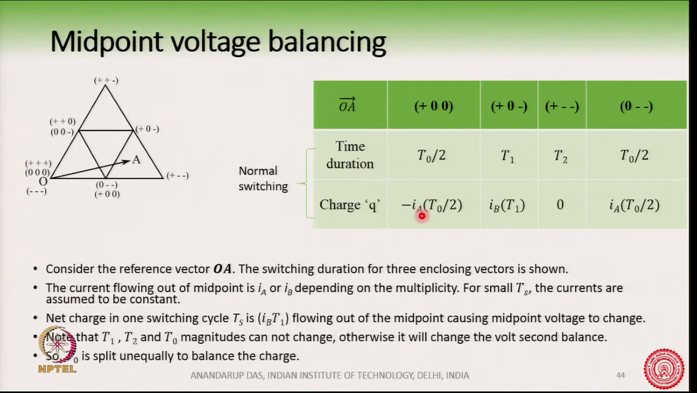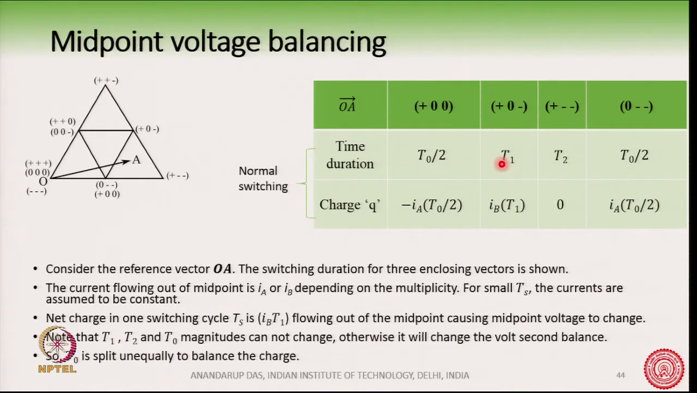Okay. So, if you add all this in one switching cycle Ts, this term and this term will cancel, so that the net charge which is flowing out of the midpoint will be equal to IB times T1, right. This is what is going to cause the fluctuation in the midpoint voltage. Now, we would like to make this equal to 0. Okay. We do not want the midpoint voltage fluctuation, so we want the fluctuation to be equal to 0 in one switching cycle Ts. Okay. So, how can we do that?